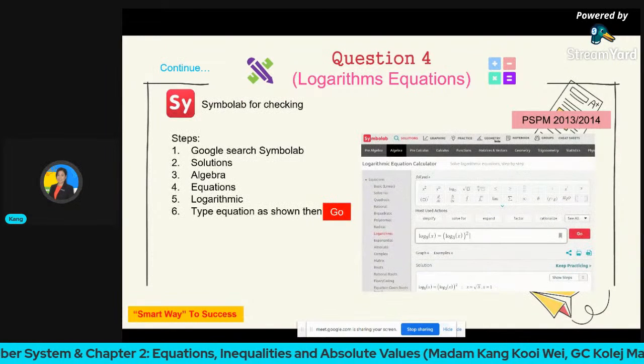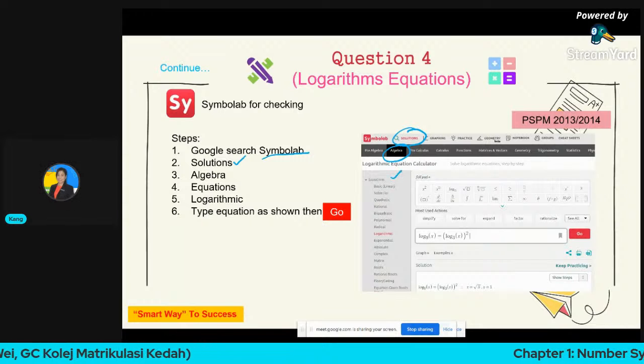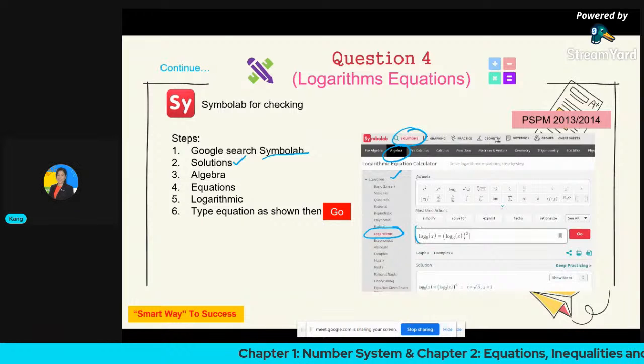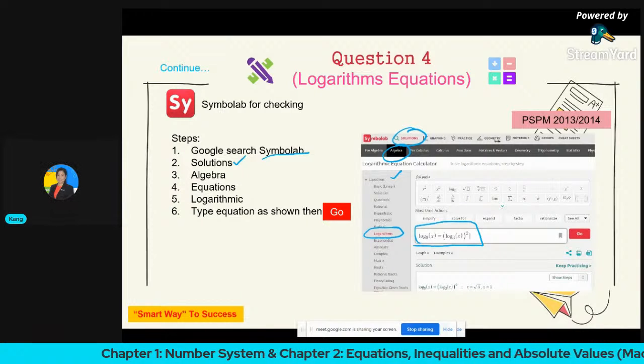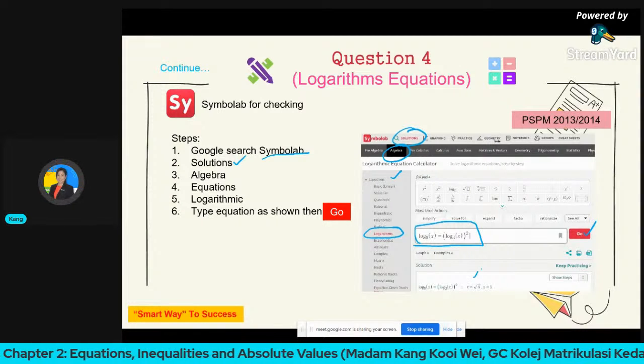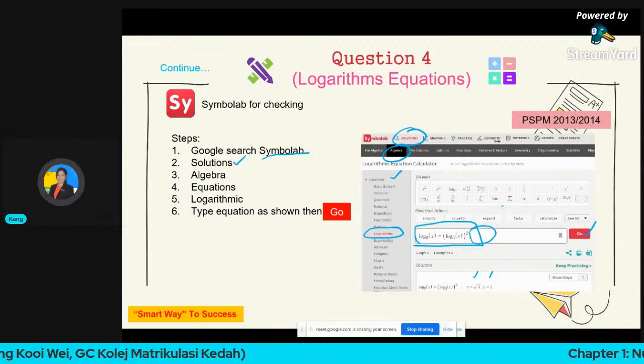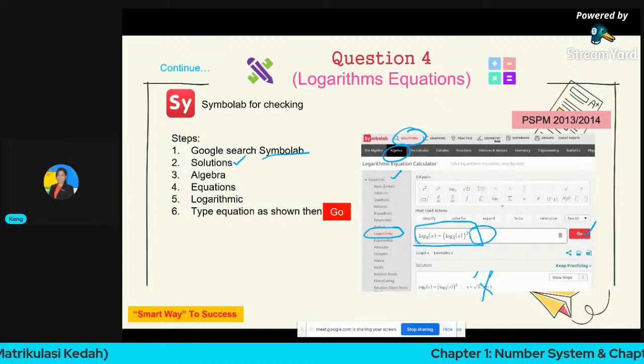Okay, now we use Symbolab to check the answer. Google search Symbolab, choose solution, choose algebra, then go to equation. Under equation, we choose logarithmic. Then we key in our equation from the question, and click the go button. The answer will be shown. Because madam did not set the condition, it gives us x equals 1. So you need to read and understand the question. The question doesn't want 1, x must be greater than 1.